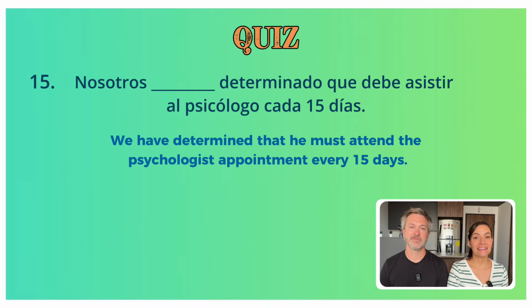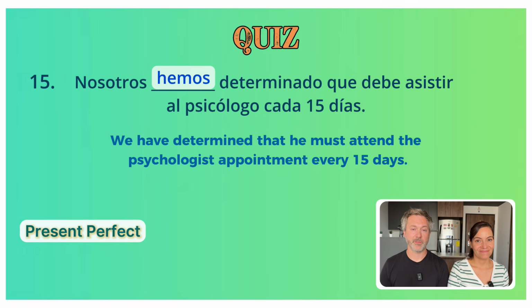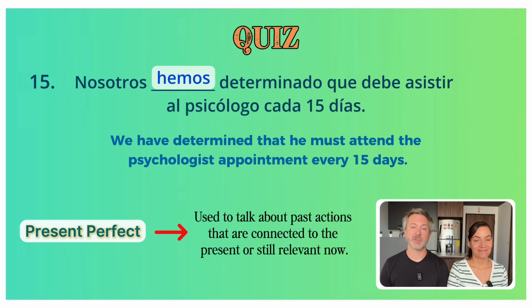Nosotros hemos determinado que debe asistir al psicólogo cada 15 días. So here we're using the present perfect tense again because we're talking about something that we've done recently.